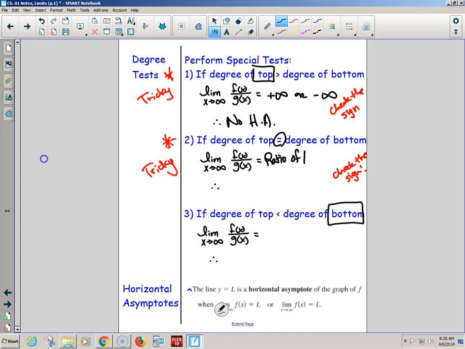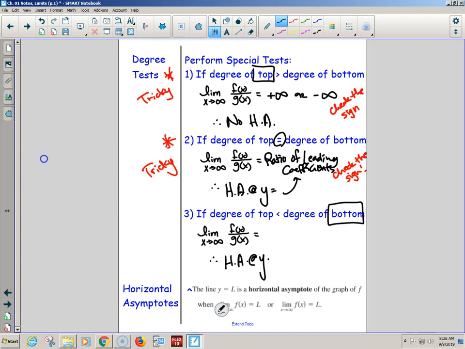But this one, this is the ratio of the leading coefficients. Now this one can be so straightforward and so easy, and yet, once again, I'm preparing you for the tricky ones that I know are coming. So I put things like, hey, it can get tricky, and hey, you better check the sign. But, long story short, there is a horizontal asymptote, and that horizontal asymptote is going to be at some sort of constant, but a non-zero constant.